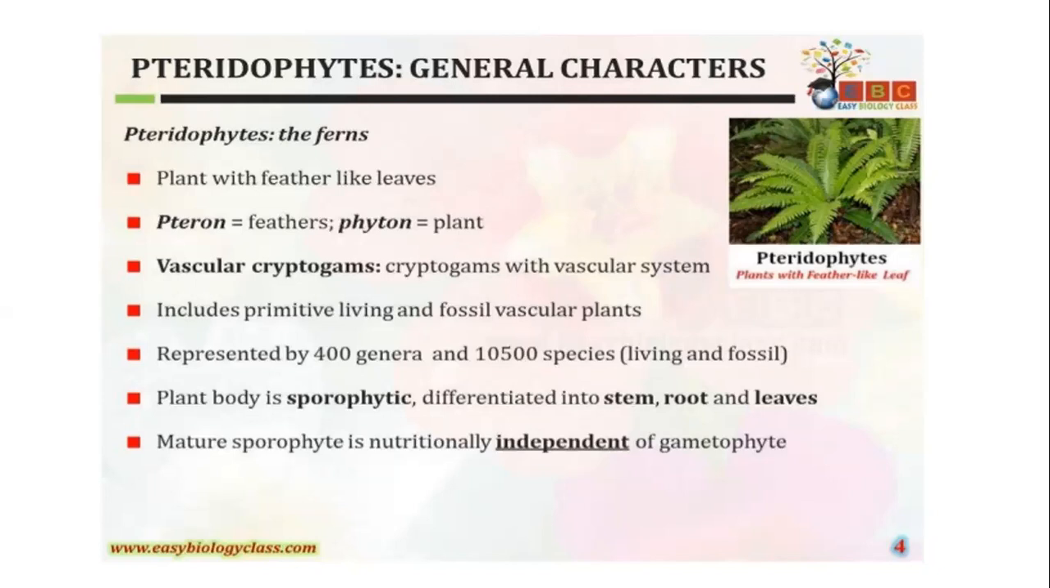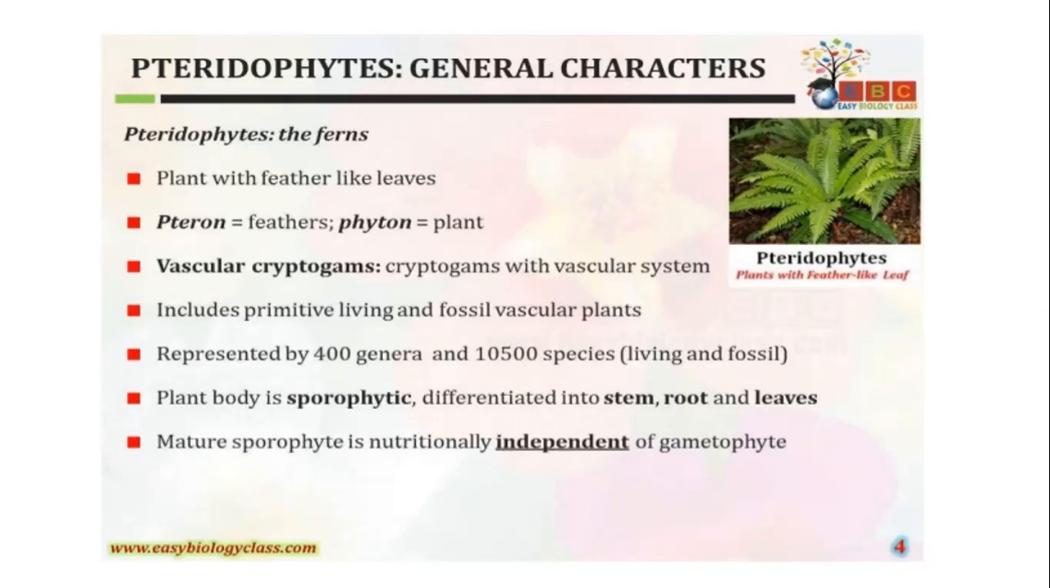Next important point: here we can see the development of the plant, and the plant is differentiated into stem, root, and leaves. A perfect plant body structure is observed right from the pteridophytic plants. The mature sporophyte is nutritionally independent of the gametophyte. In bryophyta, the sporophyte is dependent on the gametophyte. In Marchantia, Anthoceros, and Polytrichum, the sporophyte is attached to the gametophyte and depends on it. But in pteridophyta, the sporophyte is independent and leads its own life. It is not depending on the gametophyte. Clear?